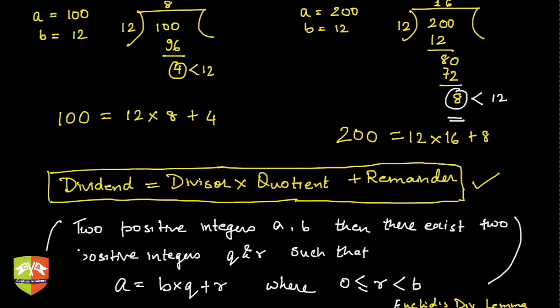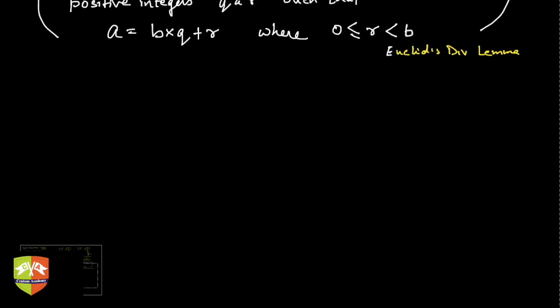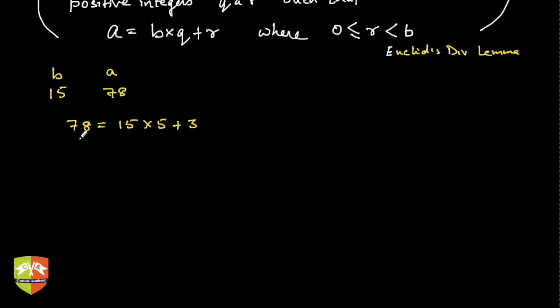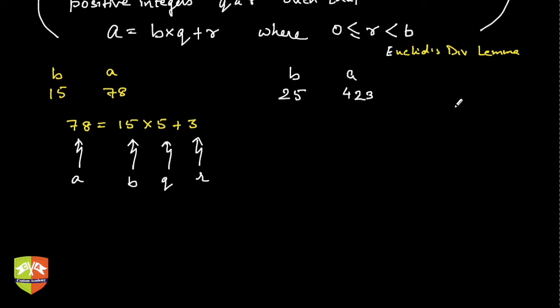Now, if you're not convinced, maybe we can use a few more examples to illustrate, and let's randomly take any two integers. Let us take more examples. Another example could be, let's say you choose 15 as b, and a you can take as, let's say, 78. So 78 can be expressed as 15 times 5, which is 75, plus 3. So again, in this case, 78 was my a, 15 was my b, and we got q as 5 and 3 as r. Let's say 25 is my b and a is, let's say, 423.